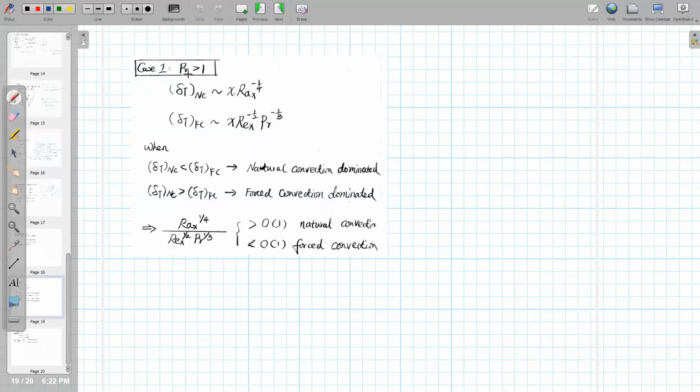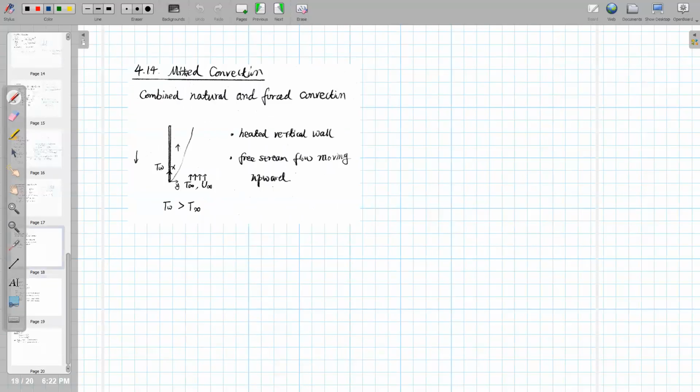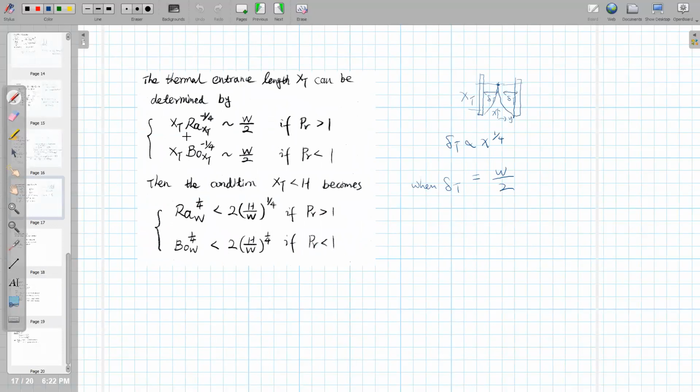So for the case when your Prandtl number is larger than 1, we know that this will be delta t. When delta t is close to half of the gap length, we know that this is the entrance length. And this delta t, from our scaling analysis of last lecture in that table, will be x_t times the Rayleigh number of x_t to the minus 1 over 4. Remember that this Rayleigh number also contains an x cube term, so you regroup these terms together.